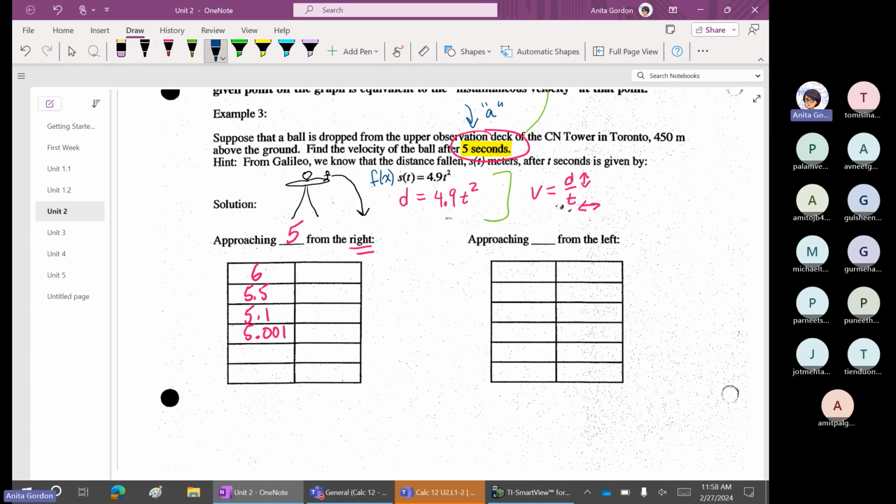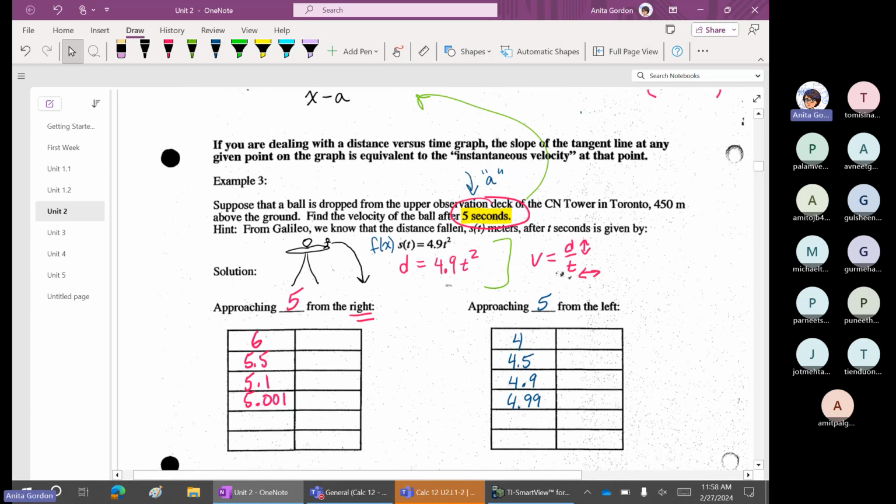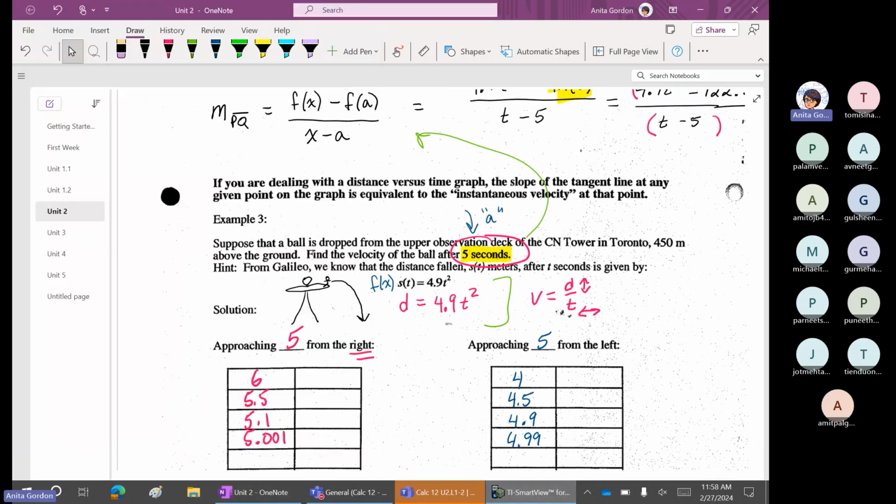And then we're going to do the same thing with the left side. So I'm choosing to start with a number smaller than 5, such as 4. Right? And I'm going to get closer to 5: 4.5, 4.9, 4.99, just to give an effect. What's the effect here? So going to my calculator.